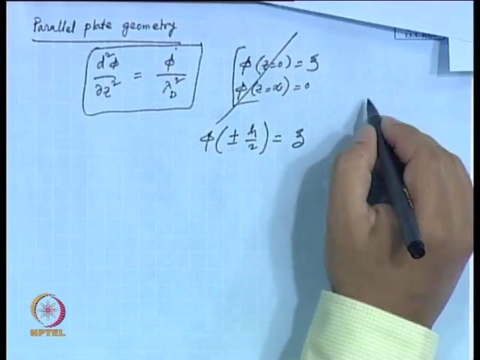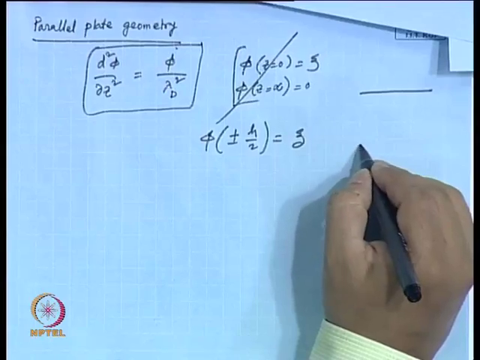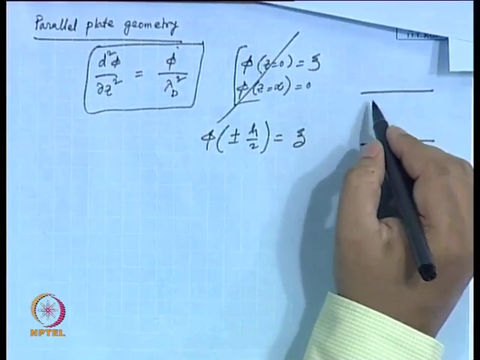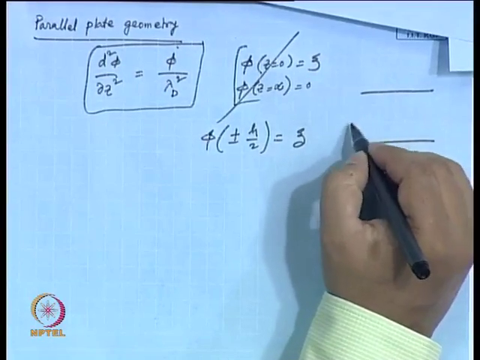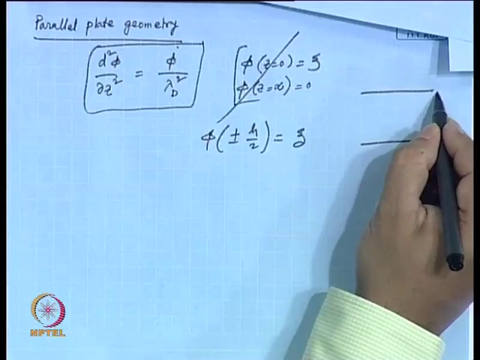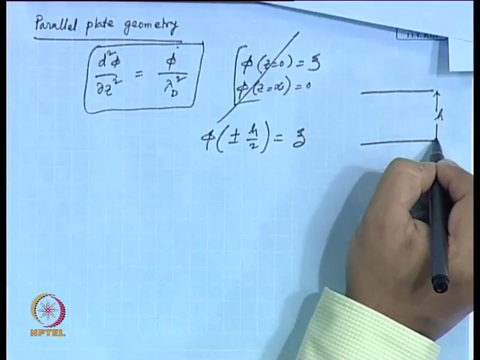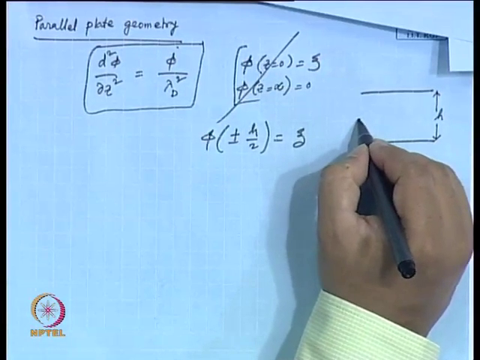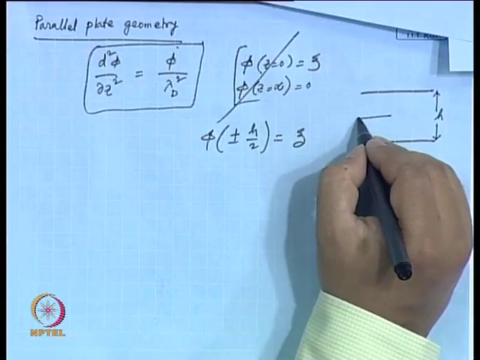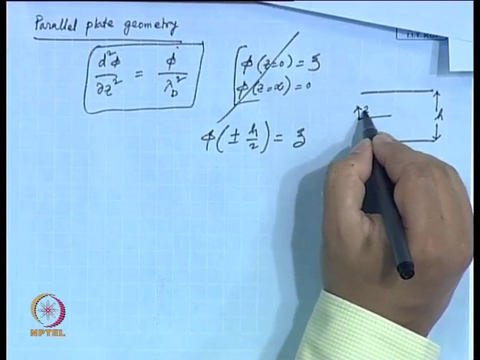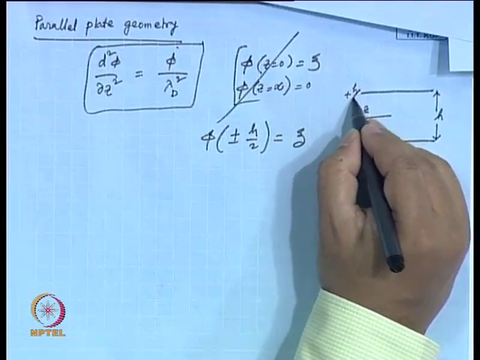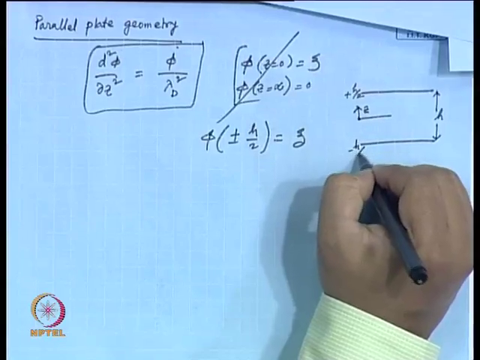What is h by 2? If these are the parallel plates, and the distance between the two parallel plates is h, then your z starts from here. This is where the z starts from. So, this is equal to plus h by 2 and this is equal to minus h by 2.